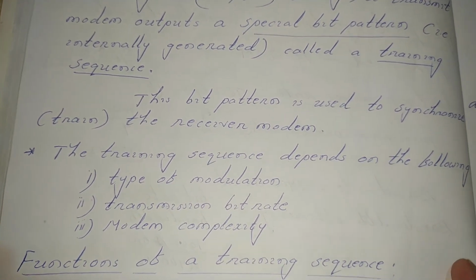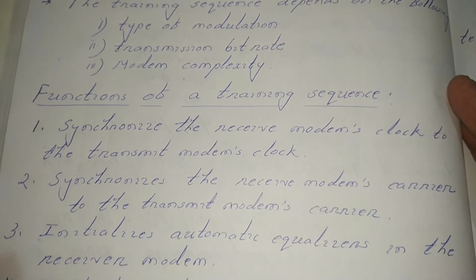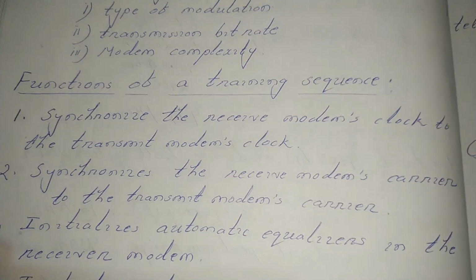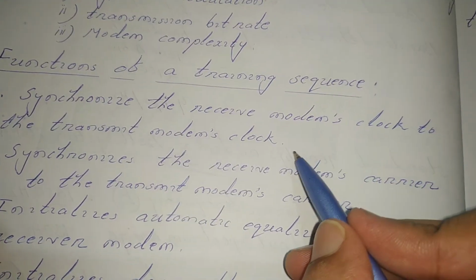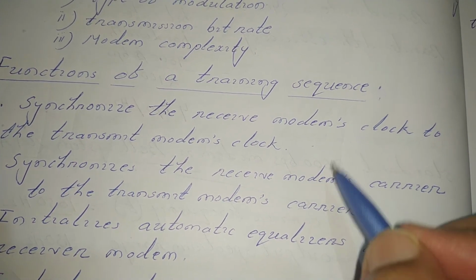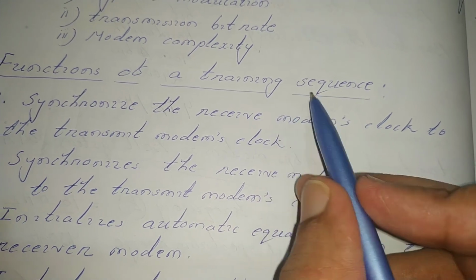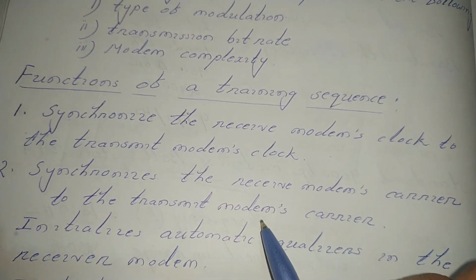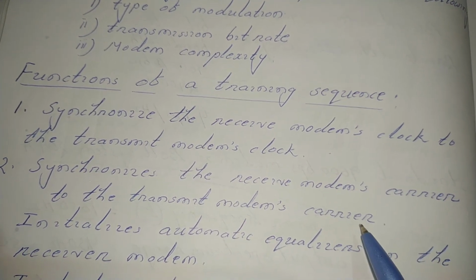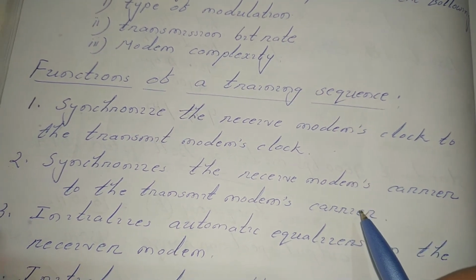Next, we'll see the different functions of a training sequence, or the training bit pattern. First function: it will synchronize the receiver modem's clock to the transmitter modem's clock. The clock information should be matched, and to match that, your training sequence is needed. Next, it will synchronize the receive modem's carrier to the transmit modem's carrier. That synchronization is also done by the training sequence.